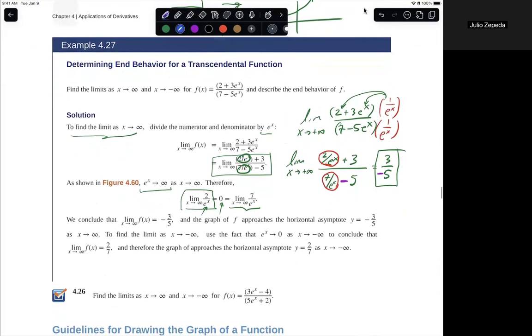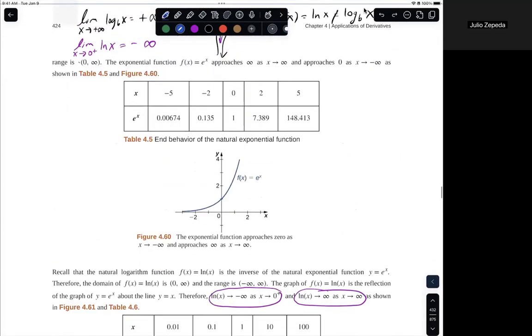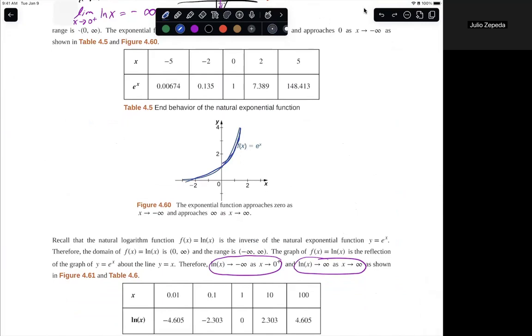So let's look at the limit. This is the last thing we'll do here before we end. The limit as x approaches negative infinity of 2 plus 3 e to the x over 7 minus 5 e to the x. In this case, we don't have to do the rescaling that we did earlier, because as x approaches negative infinity, what does e to the x approach? We just talked about it over here. E to the x, as x approaches negative infinity, e to the x approaches 0.